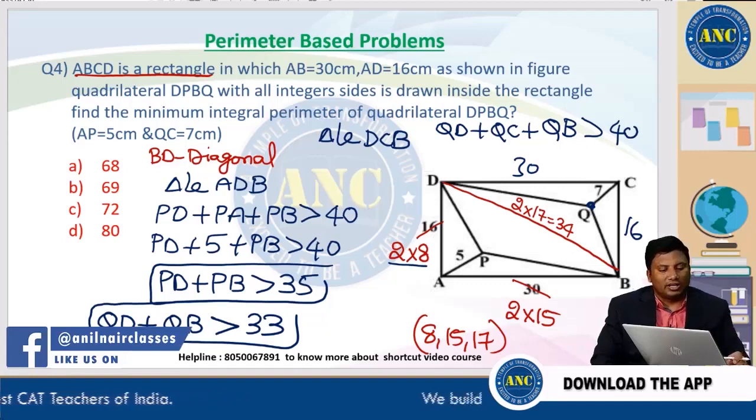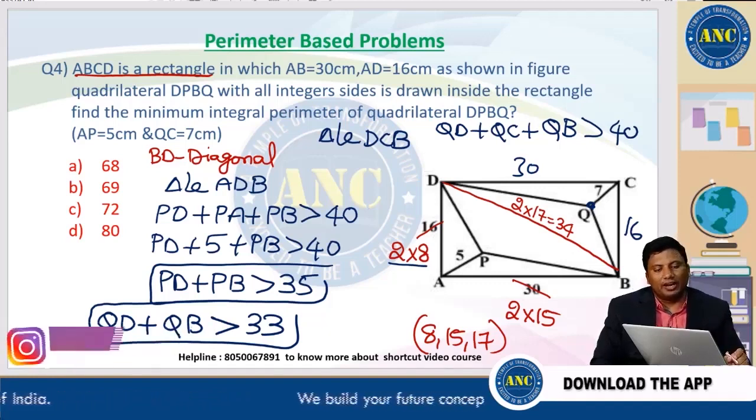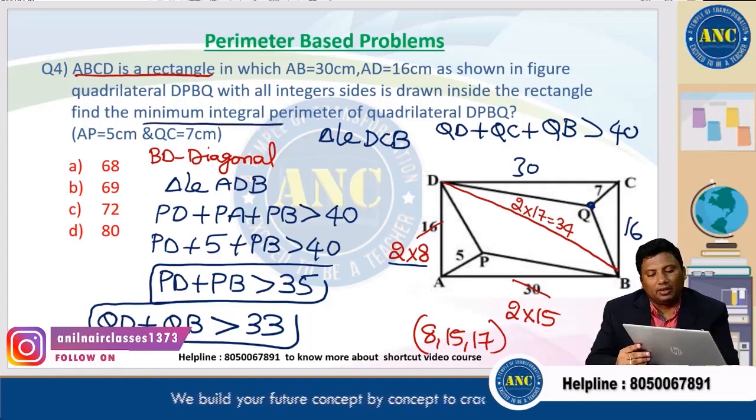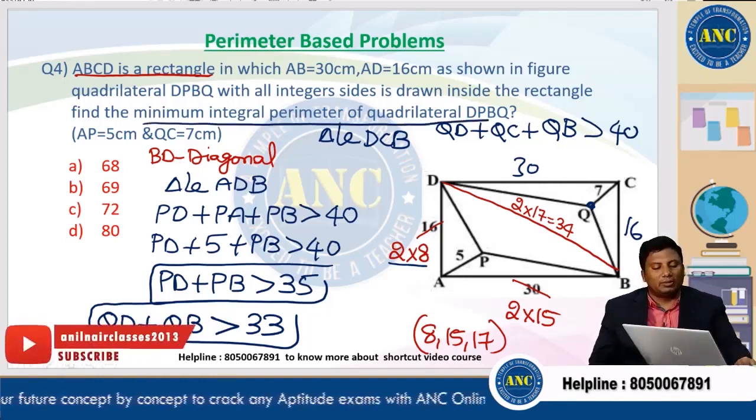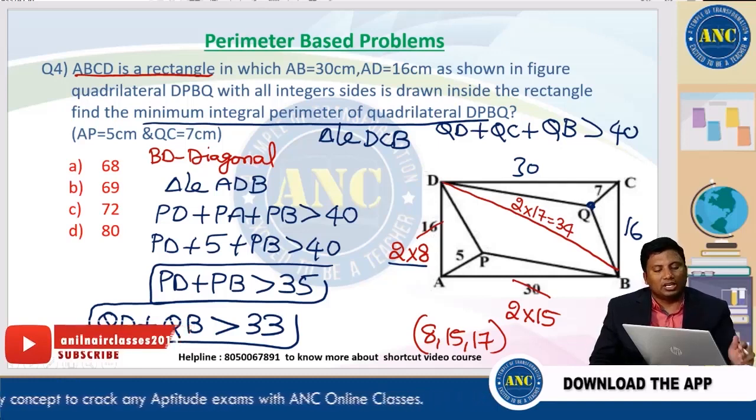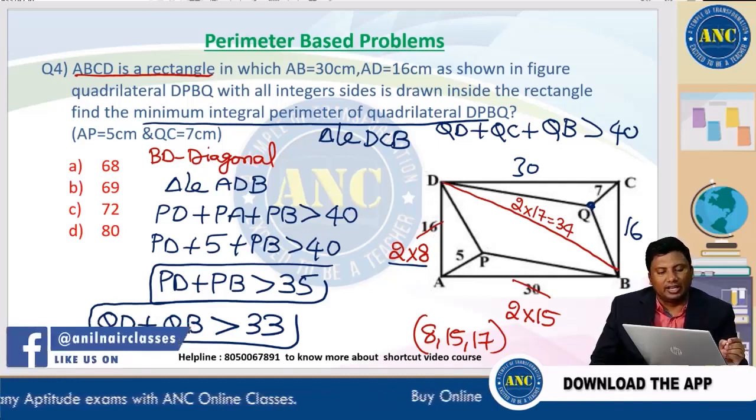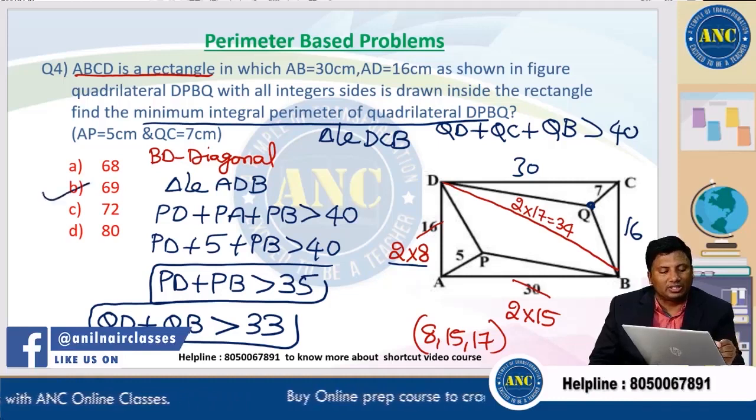Read the question: find the minimum integral perimeter of the quadrilateral DBPQ. The quadrilateral's perimeter is nothing but the sum of these values. So 35 plus 33 is 68. The minimum integral value greater than 68 is 69.